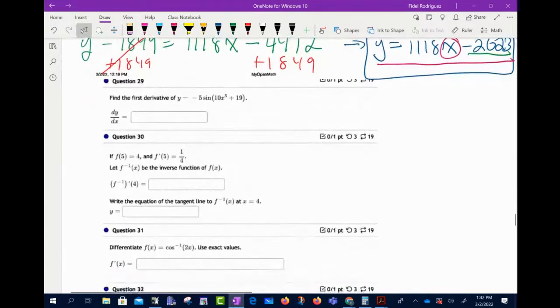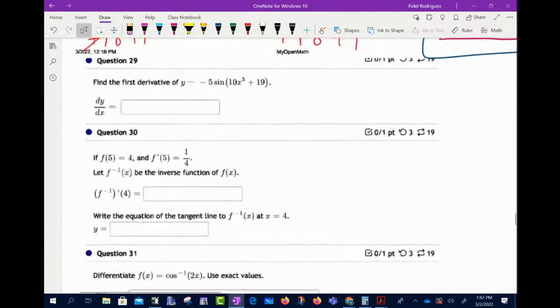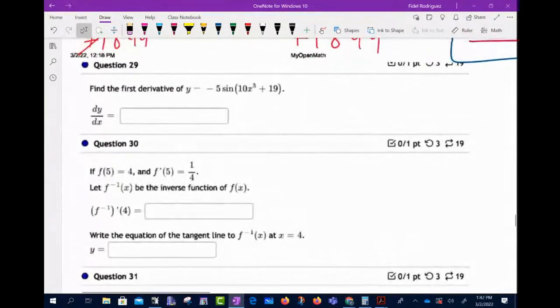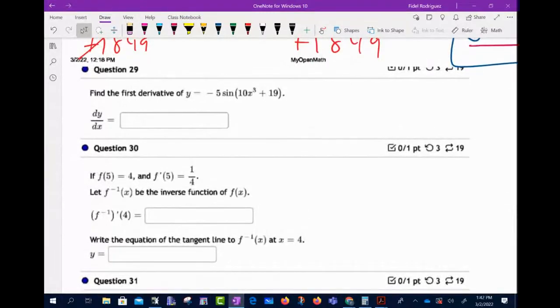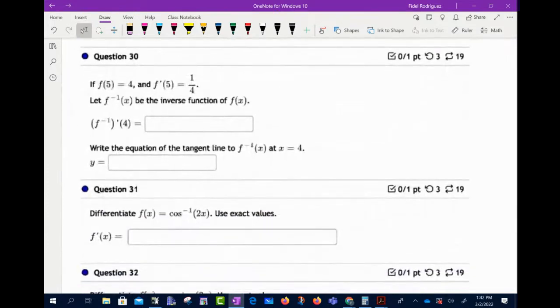All right. So let me do this again, y'all. 29, 30, any questions out of 29 or 30? Y'all tell me. I'm going to have to help you guys. What do you think? Okay, so let's take a look at 30. 30 says f of 5 is equal to 4. F prime at 5 is 1/4.